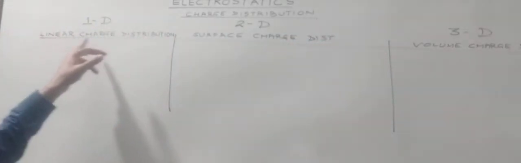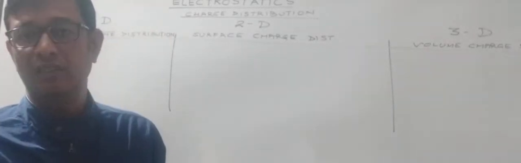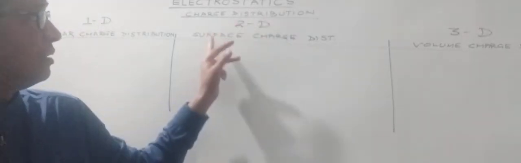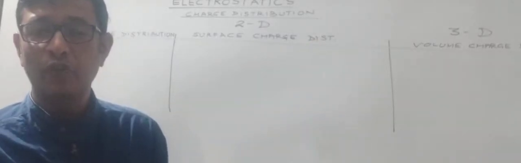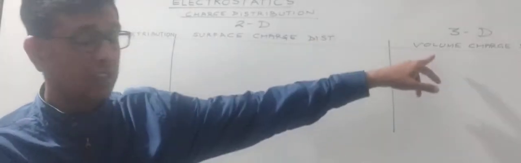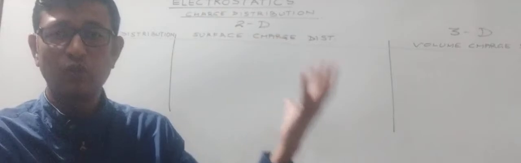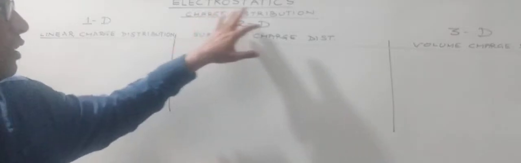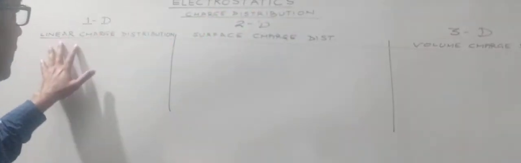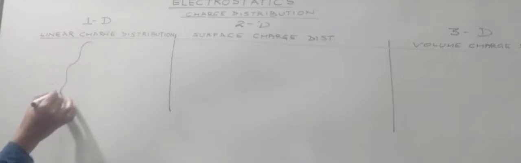In one dimension, it's linear charge distribution, whereby the charge is uniformly distributed over a line. Two dimension, it is surface charge distribution. Here the charge is uniformly distributed over an area. And in the third scenario, three dimensional, we'll consider the charge to be uniformly distributed entirely over a solid body, throughout its volume. So, continuous charge distribution can be linear, surface charge distribution, or volume charge distribution.